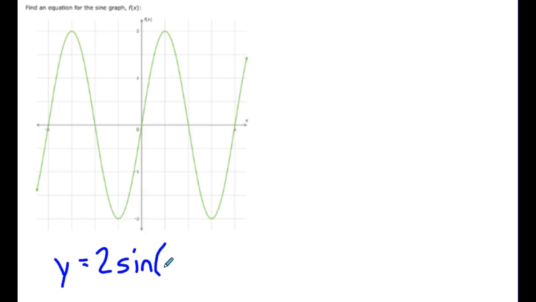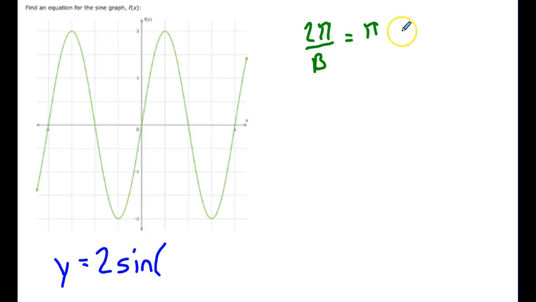Now we need to identify what the b value is. The expression for the period is 2 pi divided by b is equal to the period, in this case, how far it takes to complete one cycle. If we start right at the origin, we go up, down, and end. This is one complete cycle, that's a period, and that is from 0 to pi. So we know the period's equal to pi.